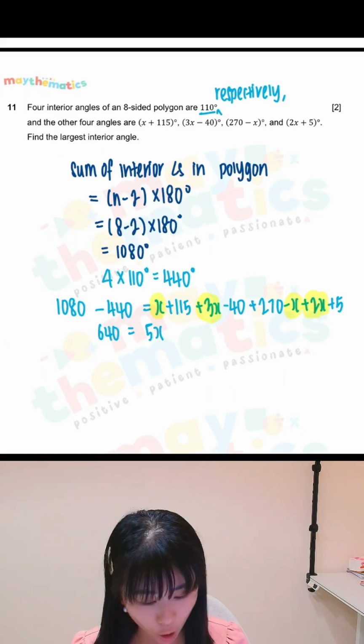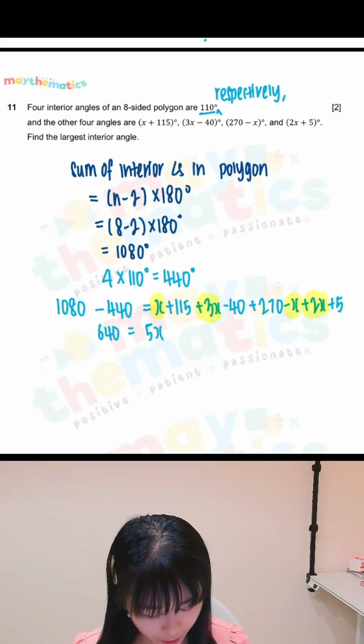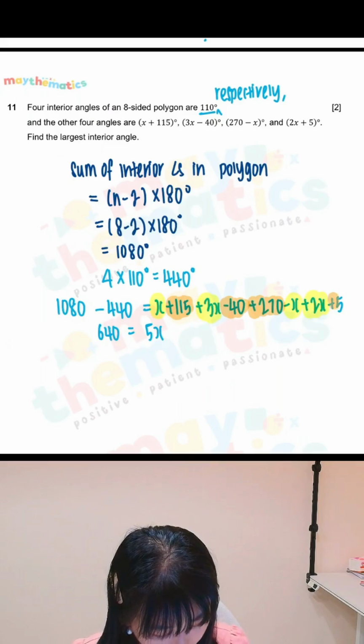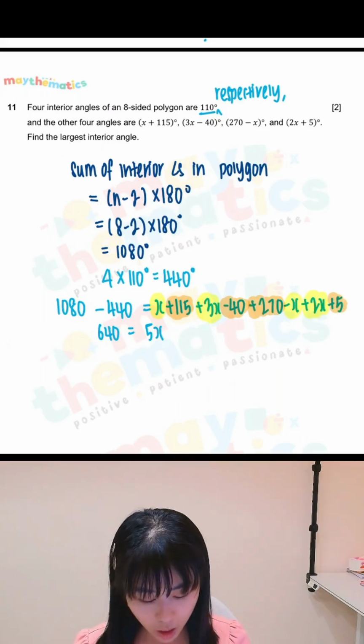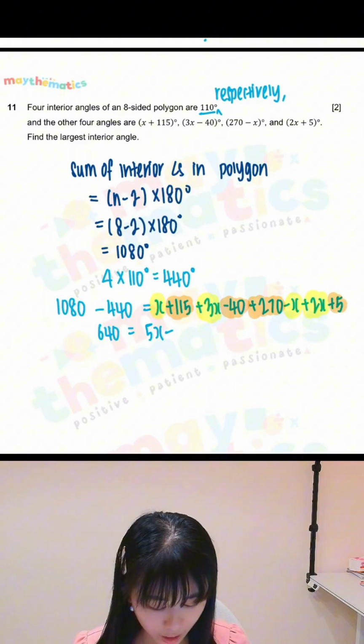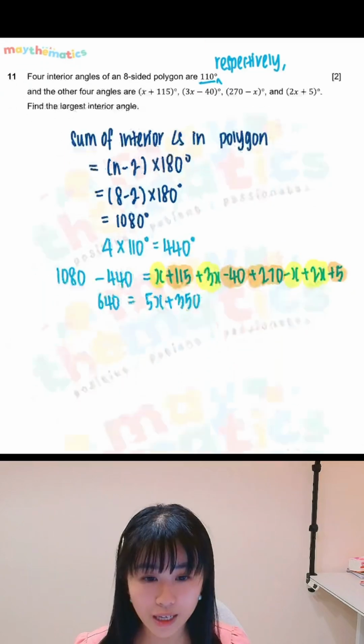Hopefully everything is correct so far. No careless mistakes. Okay, next one. I'm going to key in the calculator for this one. Positive 115 minus 40 plus 270 plus 5. You will get 350. Okay, so far so good.